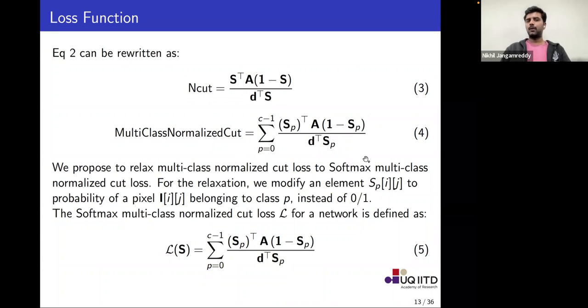Further, equation number 4 is still non-differentiable. So to use it in a neural network setting, we propose a relaxation to the SP. SP will be the segmentation probabilities of belonging to class P. We modify SP of IJ as the probability of pixel I belonging to class P. Instead of just using 0 or 1, we modify it to be the probability of belonging to a class P. So the overall loss function will become as shown in equation number 5, where SP will now be probability values instead of 0 or 1, and we'll take the softmax of the different probabilities.